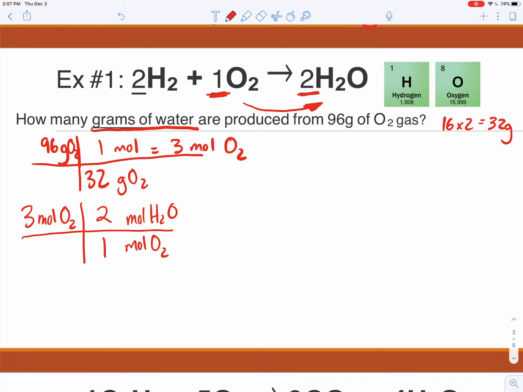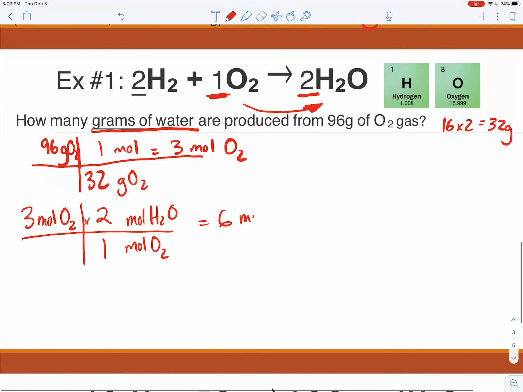Think of this as like your recipe, right? If I want to make water, I need 1 oxygen, and that'll make 2 waters. So if I have 3 oxygens, then I can make 6 waters. So, sorry, that's going to be 6 moles of water.